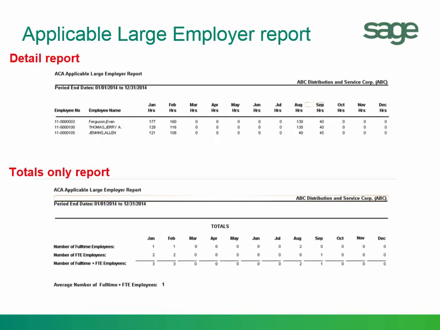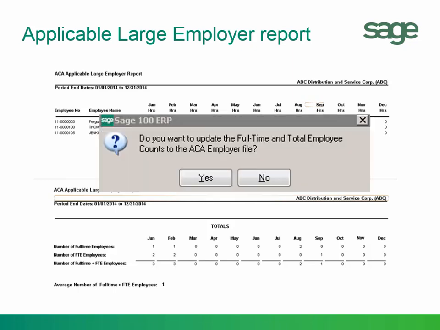Print and review the report. If you need to, change any selections and reprint the report. After closing the preview window or selecting to print, you will receive the message shown here about updating the employee counts. Click Yes if you want to update the ACA employer file. These counts will then appear in the monthly detail window accessed from the ACA employer maintenance. This is discussed in more detail in the topic related to setting up employer ACA information.